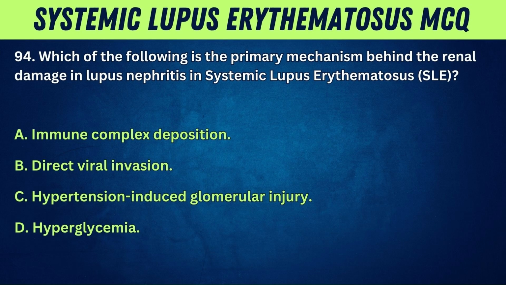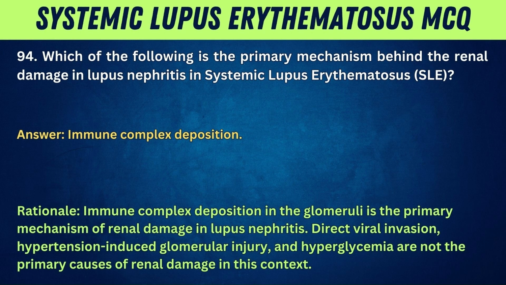94. Which of the following is the primary mechanism behind the renal damage in lupus nephritis in systemic lupus erythematosus, SLE? A. Immune complex deposition. B. Direct viral invasion. C. Hypertension-induced glomerular injury. D. Hyperglycemia.